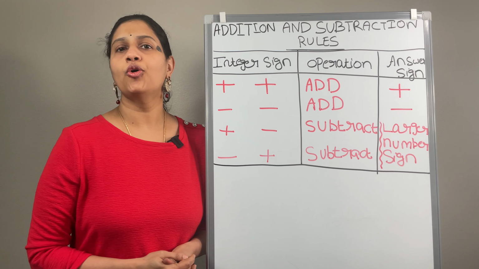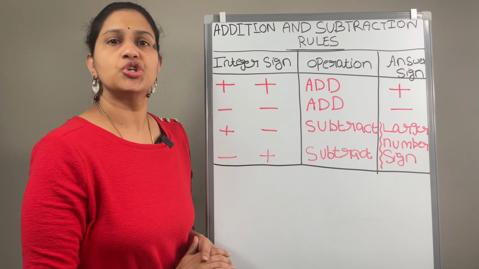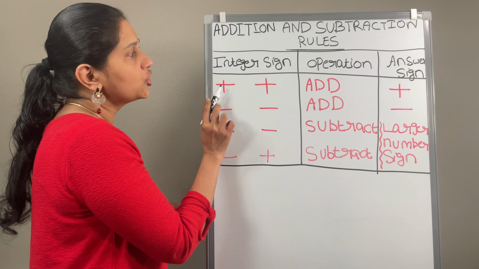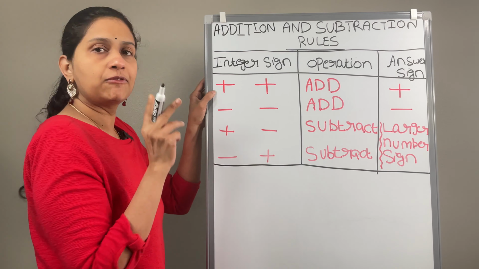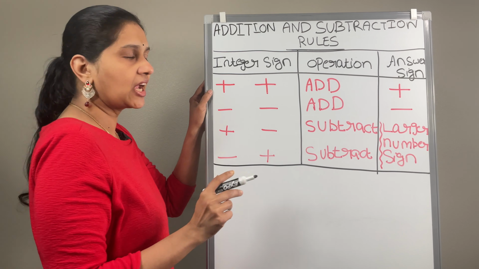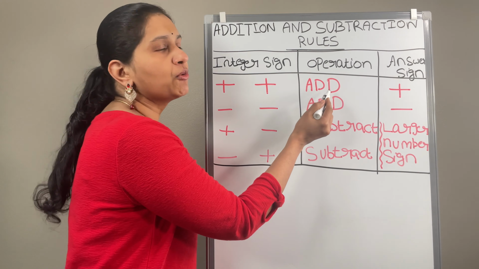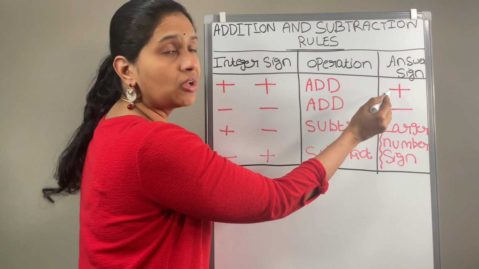In today's video, we are going to discuss addition and subtraction rules. Let us consider this chart. When you add two positive numbers, we have the integer sign. Integer sign means you will have two numbers for addition or subtraction, right? So when the two numbers are positive, the operation you have to perform will be add, and the answer sign, the result, will be positive.